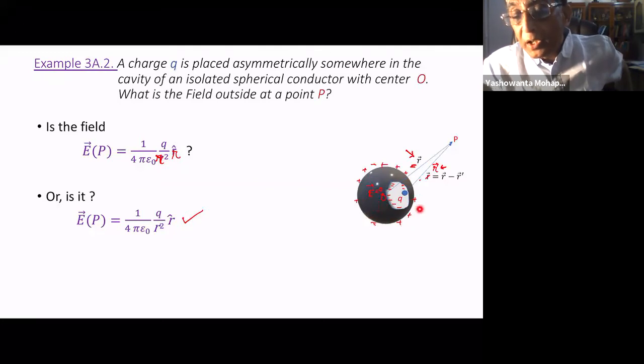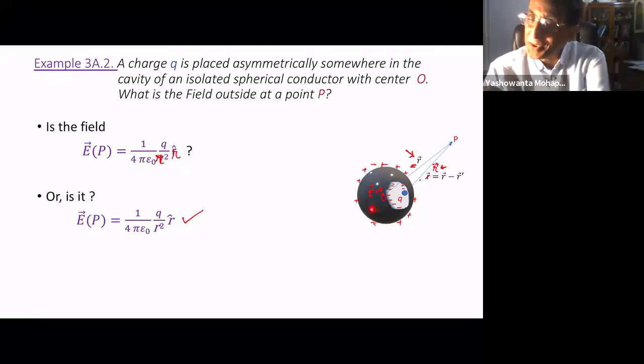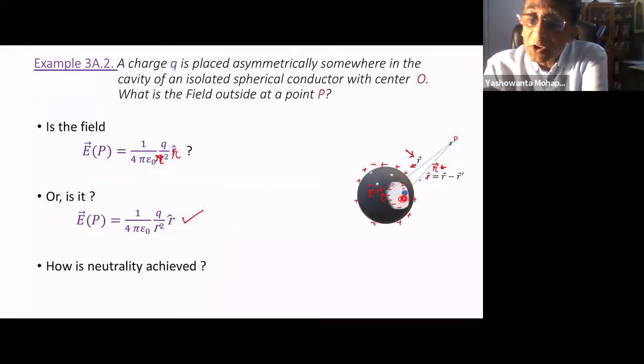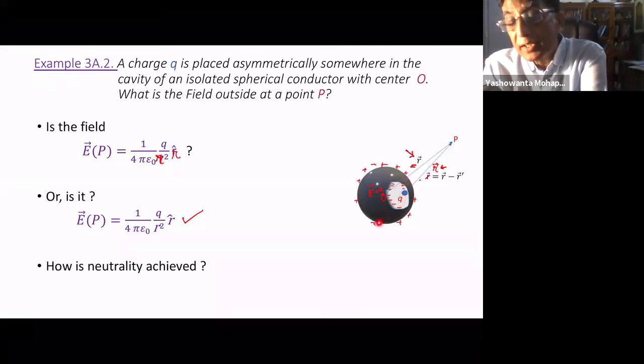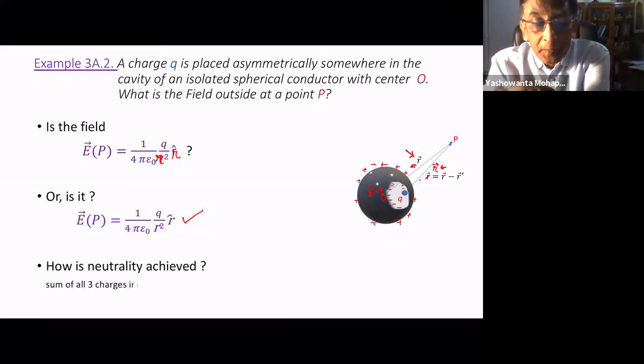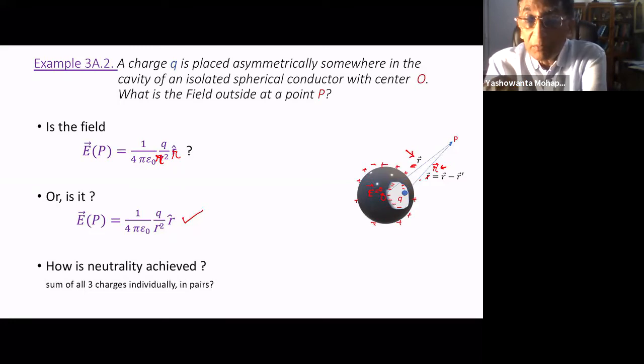And this separately must be making E equal to 0 here. Now that argument must be understood. So how is neutrality achieved? That's what I just discussed. Neutrality is achieved by the induced charge inside surface and Q separately, and this separately. And hence this is the correct answer. So it is not the sum of all charges, but in pairs.